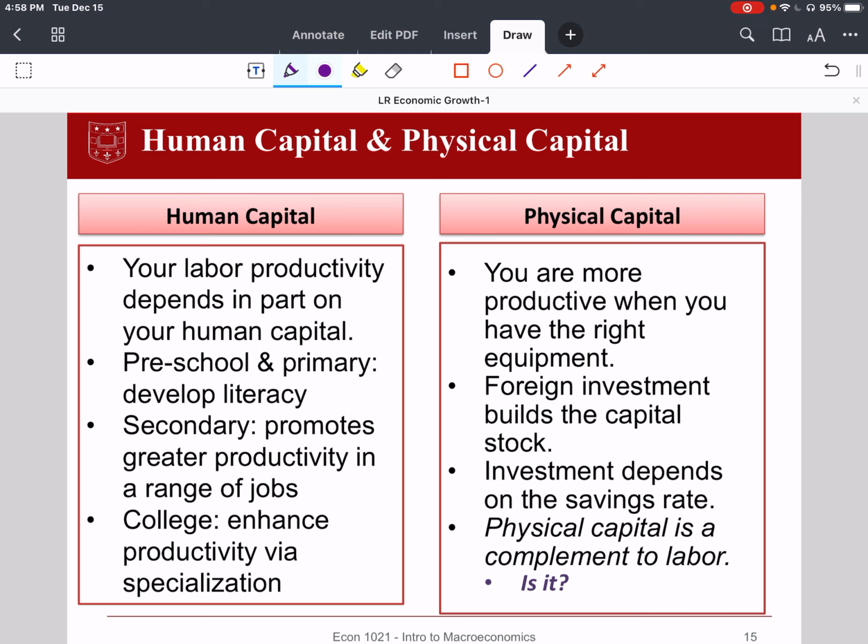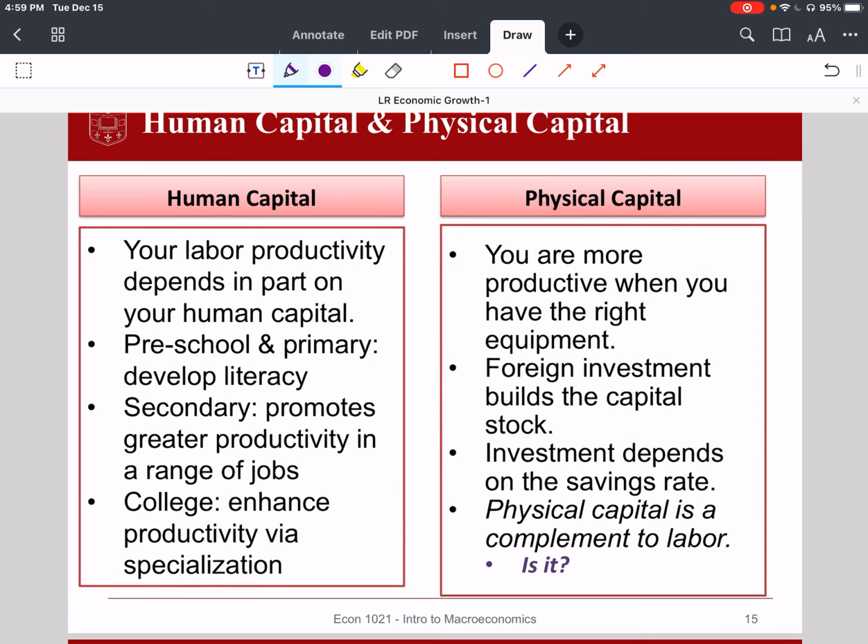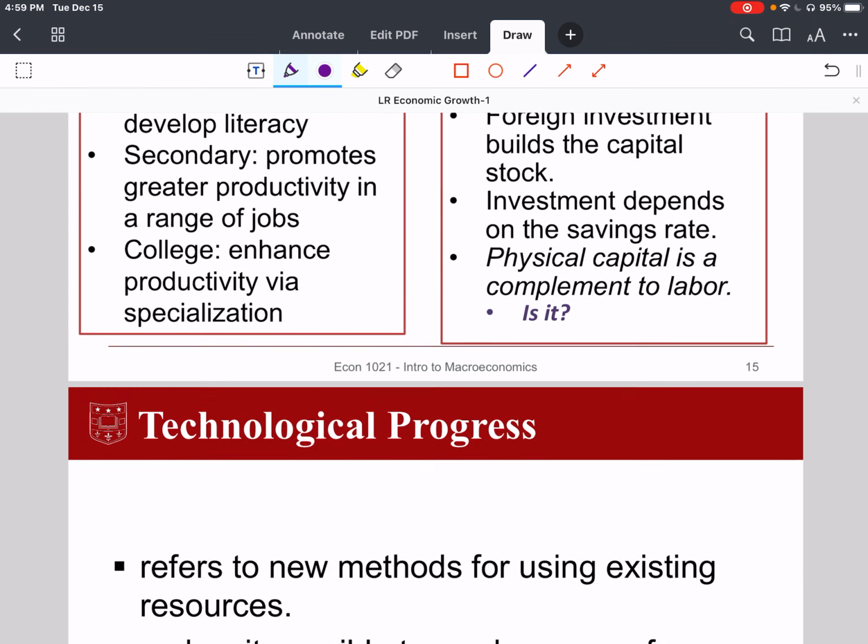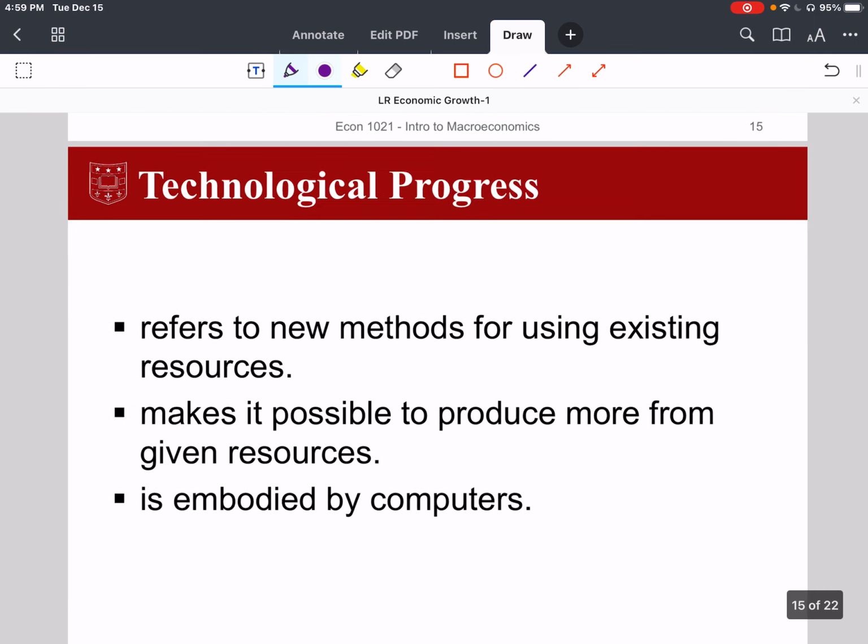I think, though, that the statement of physical capital as a complement to labor as a truism for everything is a little hopelessly naive and Pollyannish, and it's something that I want to come back to at the end of the next set of notes when we're wrapping up and thinking about summarizing for the semester.